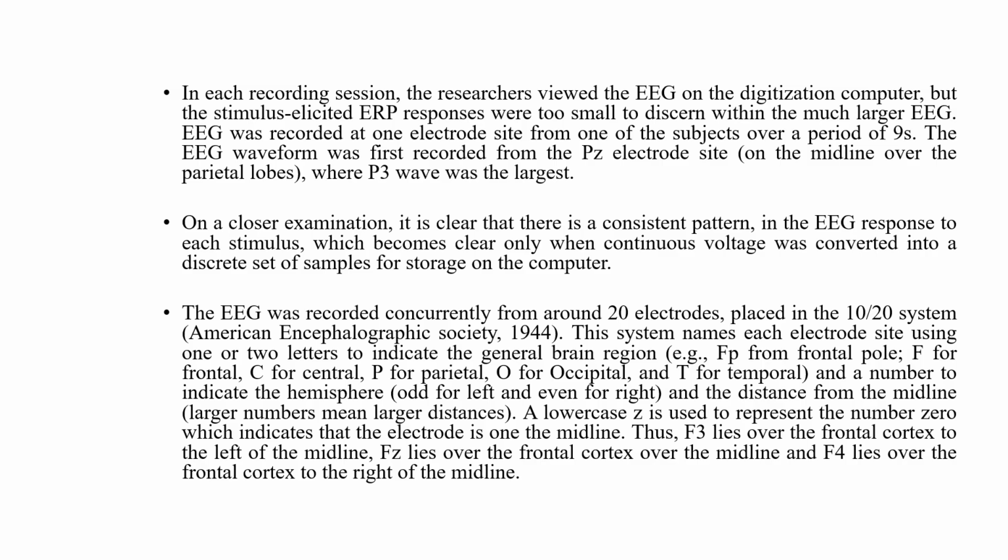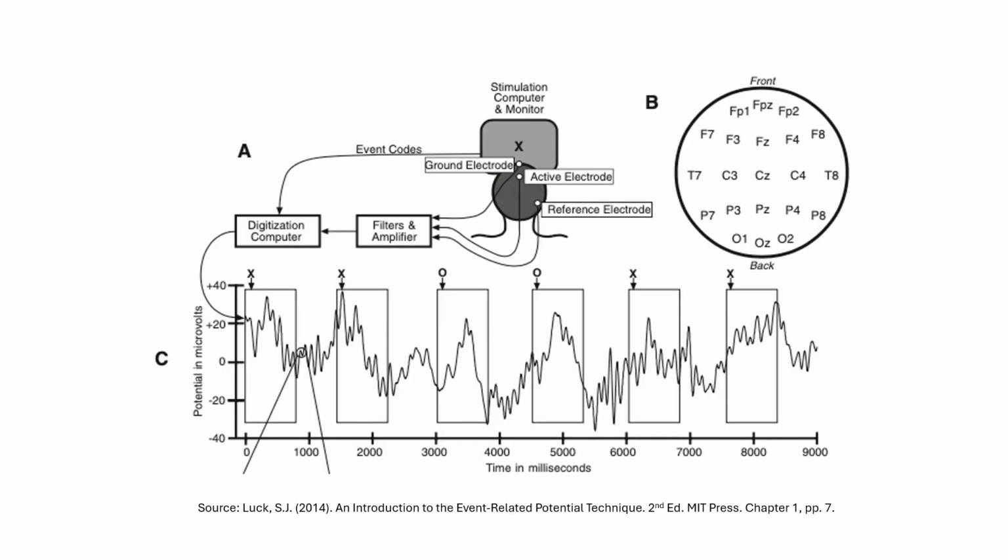So, for example, a lowercase z is used to represent the number 0, which basically indicates that the electrode was placed along the midline of the scalp. Alright, so F3 lies over the frontal cortex to the left of the midline, whereas FZ lies over the frontal cortex on the midline, whereas F4 lies on the frontal cortex to the right of the midline. So, this is again just some convention that we ought to be aware of.